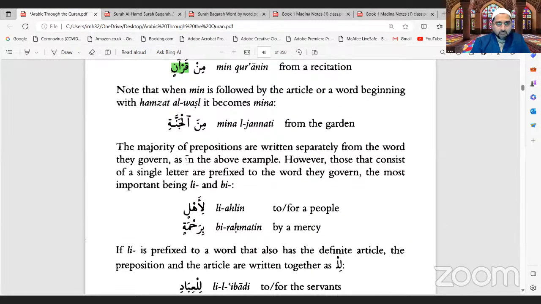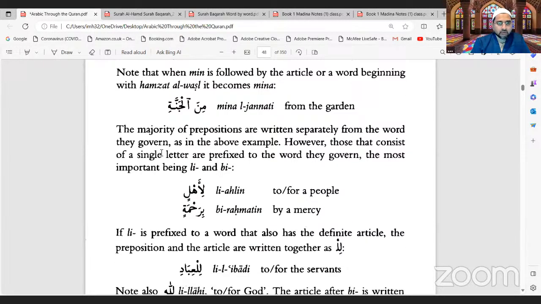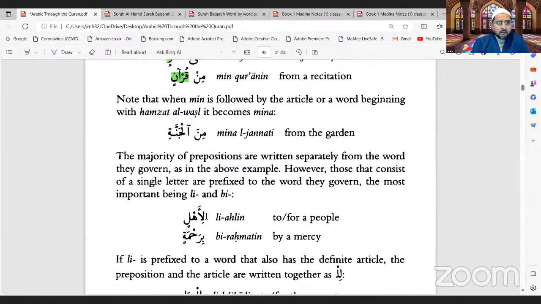Then we have two particles. It says the majority of the prepositions are written separately from the word they govern, as in the above examples. However, those that consist of a single letter are prefixed to the word they govern, the most important being li and bi. So what it's trying to say, Ya Fatima, Bismillah.